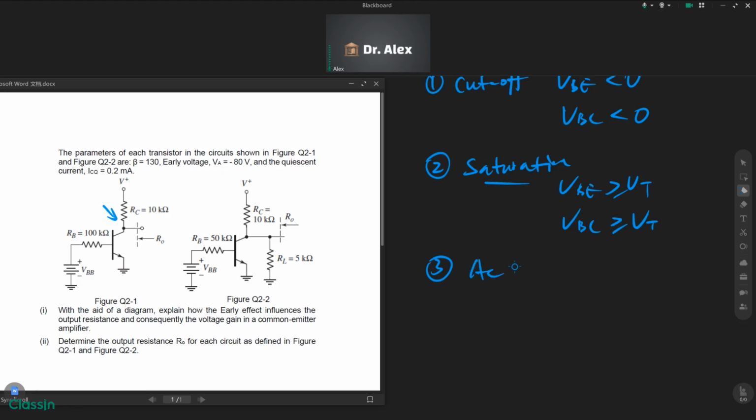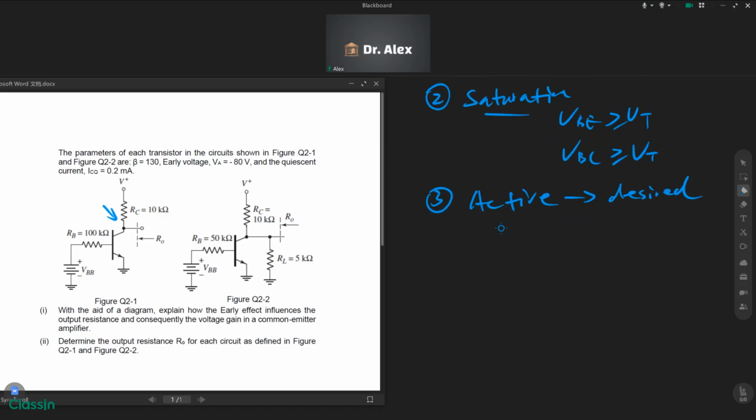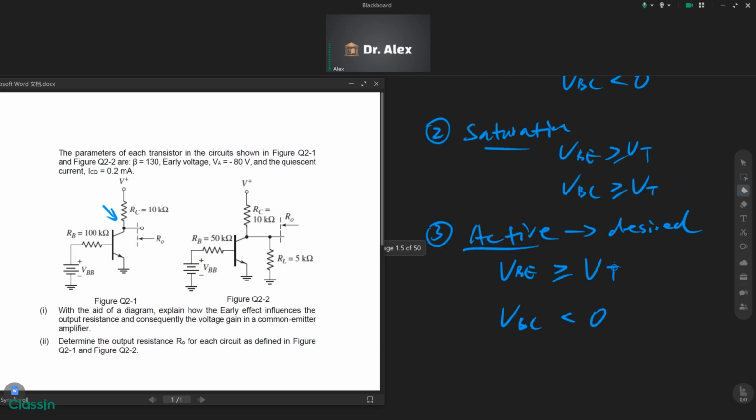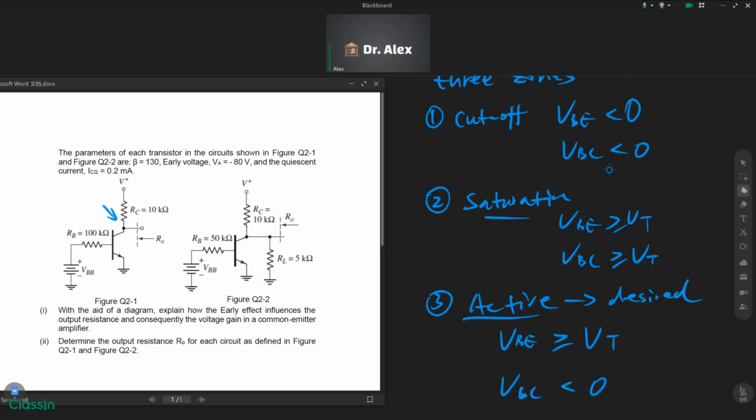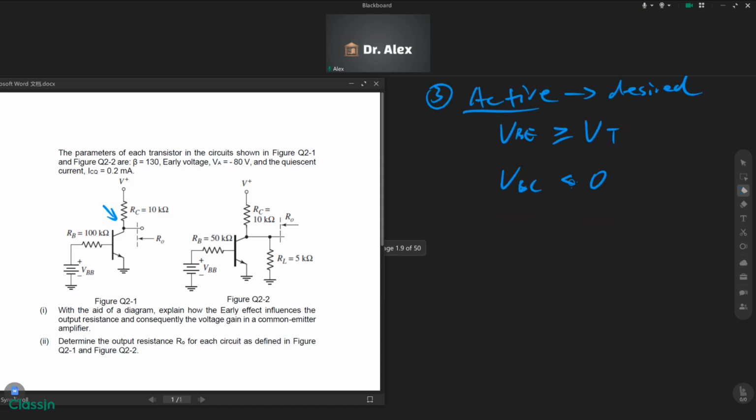The third one is active. This one is what we want, it is desired. It means VBE should be forward biased, so it should be greater than VT, and VBC should be reverse biased. So this is the active region. And don't forget these three operation regions.